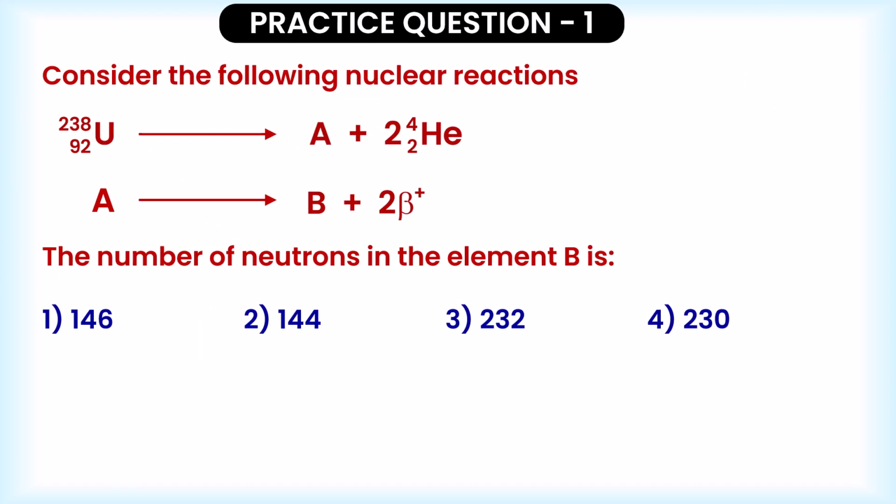Now test your understanding by solving a few practice questions. This is question number 1. Consider the following nuclear reactions. Uranium-238 with atomic number 92 emits 2 alpha particles giving nuclide A, and nuclide A gives another nuclide B by emitting 2 positrons. The number of neutrons in the element B is, 4 options are given.